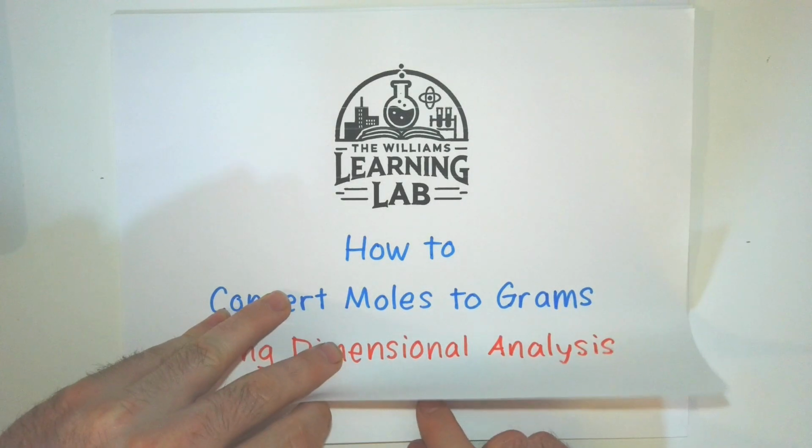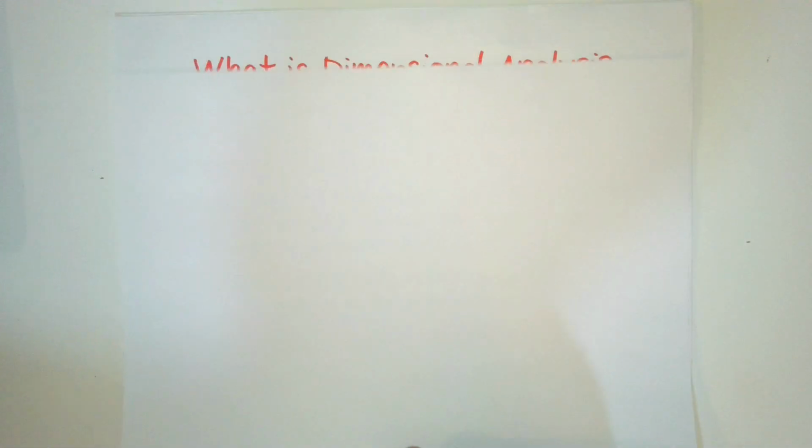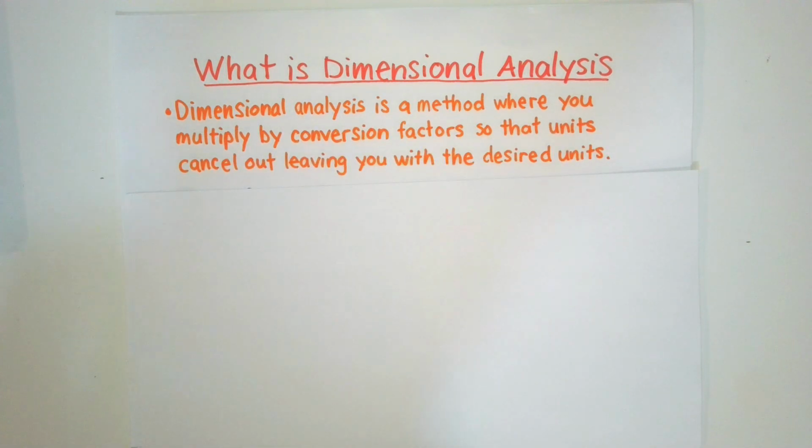So first, what is dimensional analysis? Dimensional analysis is a method where you multiply by conversion factors so that units cancel out, leaving you with the desired units.